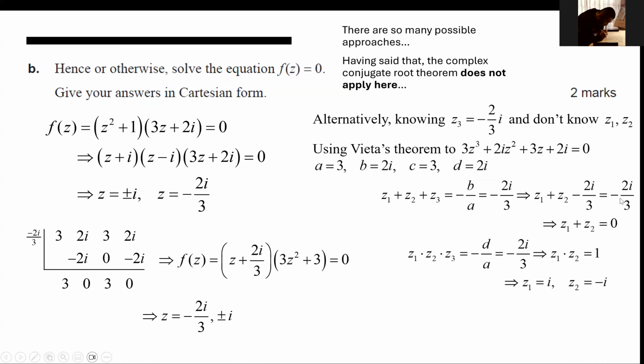But this is a very extreme method. I'm not recommending using this method because if it's a more complicated equation, it may involve more complexities and you may make mistakes.